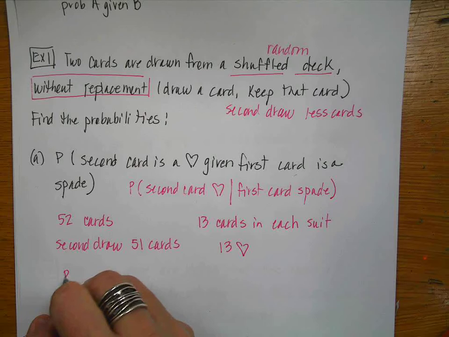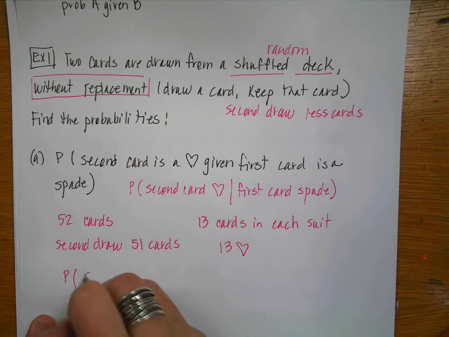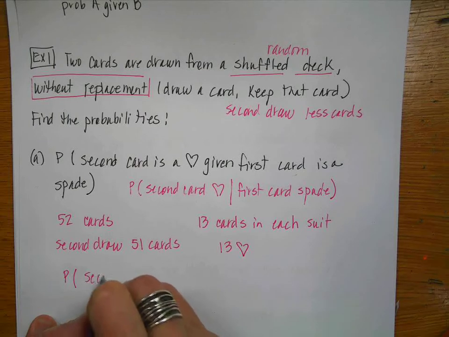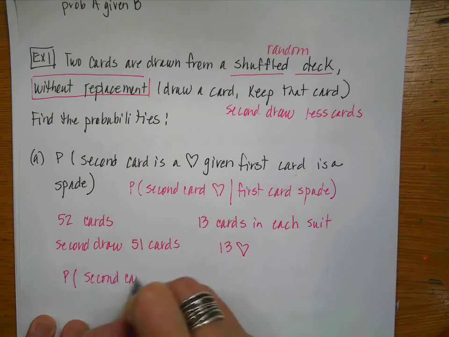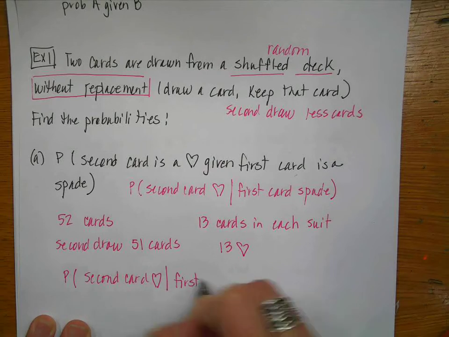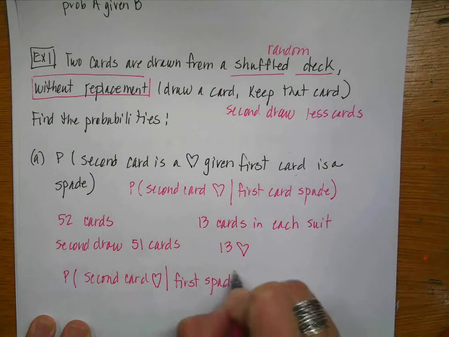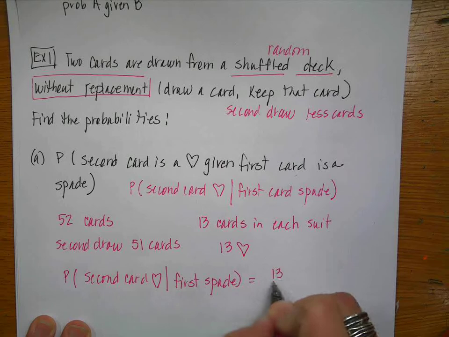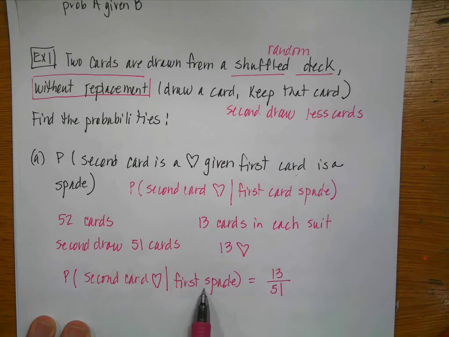So we would write that the probability of the second card is a heart, given that the first card is a spade, is going to be 13 cards in a suit, and then if I kept the first card, that means when I draw the second card, then I have less numbers to choose from. Alrighty, now let's do the second example.